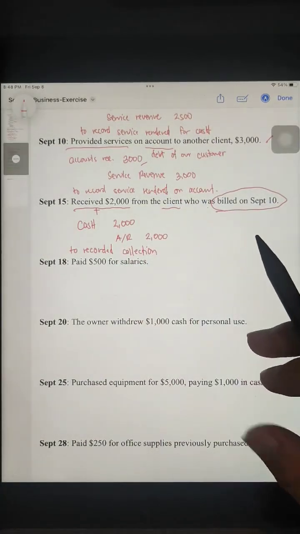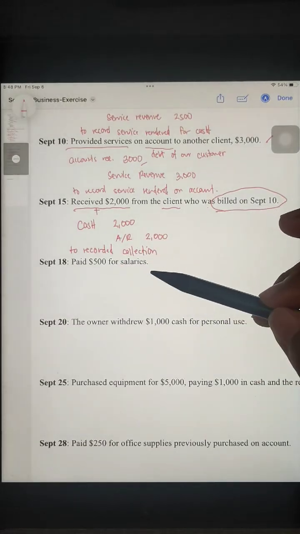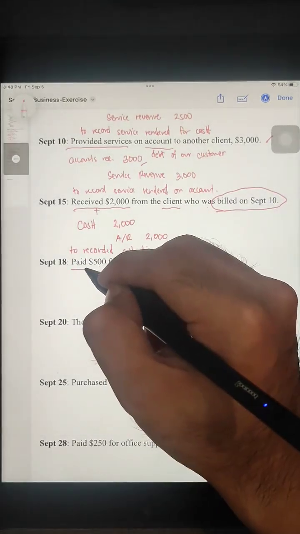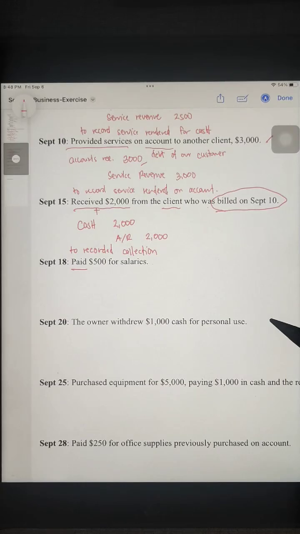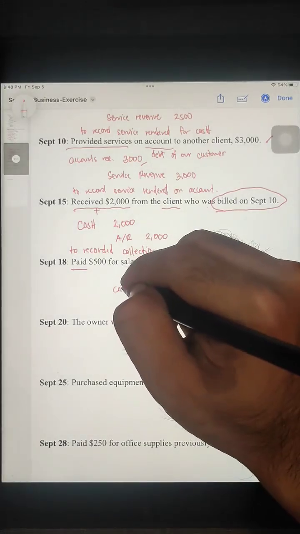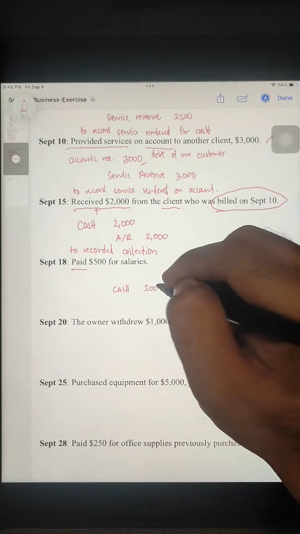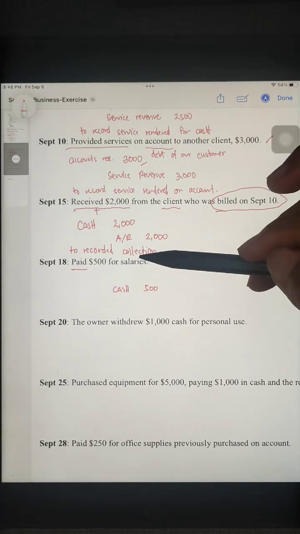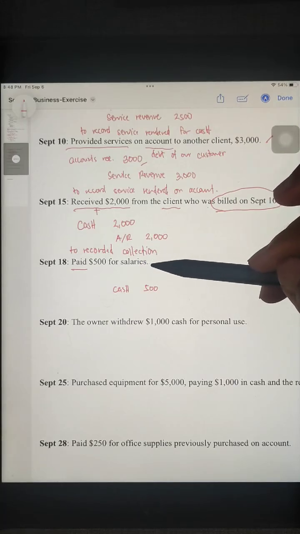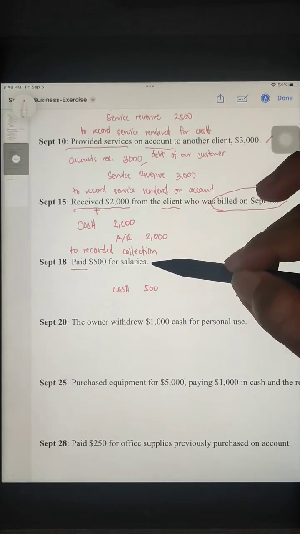Okay? So, September 18, paid 500 for salaries. Again, there was that word paid. Meron tayong binayaran and therefore there is an outflow of cash. Cash is an asset, therefore when reducing it, we have to credit cash 500. And then this payment is for salaries. This is an expense kasi it's not explicitly stated if this is an advance payment. Therefore, we will be assuming that it is an expense.